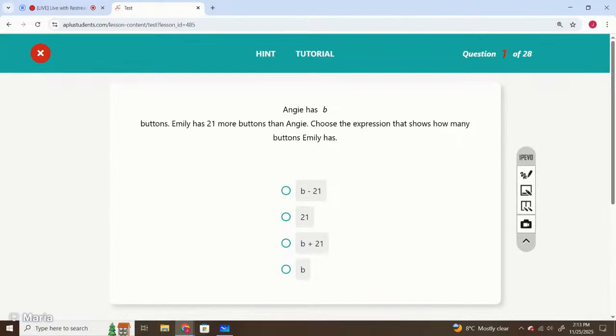Angie has b buttons. Emily has 21 more buttons than Angie. Choose the expression that shows how many buttons Emily has. b buttons, and then 21 more. That would be b plus 21.